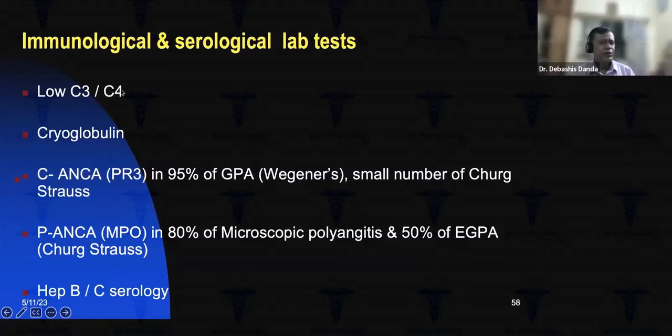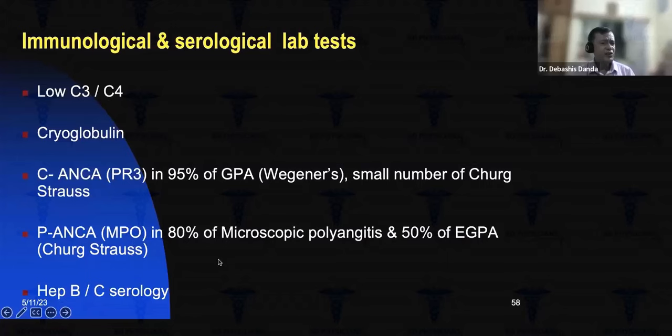You also can have low C3 and C4 in classic polyarteritis nodosa or vasculitis in rheumatoid arthritis and lupus, not in ANCA vasculitis. Cryoglobulins are positive sometimes in hepatitis C related vasculitis, sometimes in Sjogren's syndrome. C-ANCA or PR3 antibodies are seen in 95% of GPA patients and a small number of EGPA patients. P-ANCA or MPO antibodies are seen in 80% of MPA and about half the patients of EGPA.